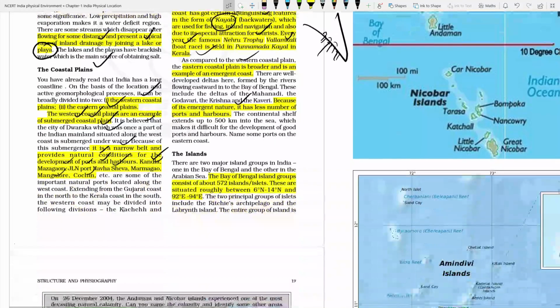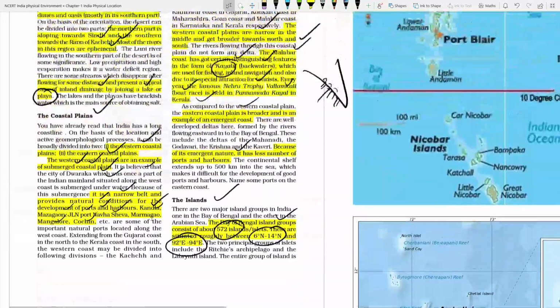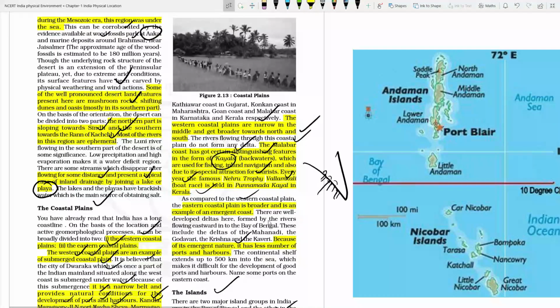Another important part of India's territory is the islands. We have the Bay of Bengal islands and the Lakshadweep Islands. The Bay of Bengal has 572 islands, spreading from 6 degree north to 14 degree north latitude, and on longitude from 92 to 94 degree. It is mainly divided by the 10 degree channel. You can see this.